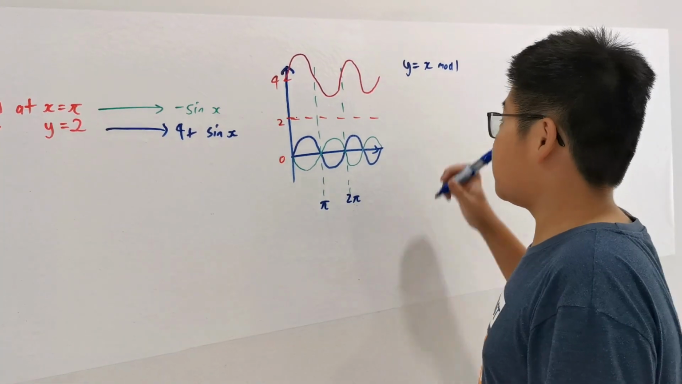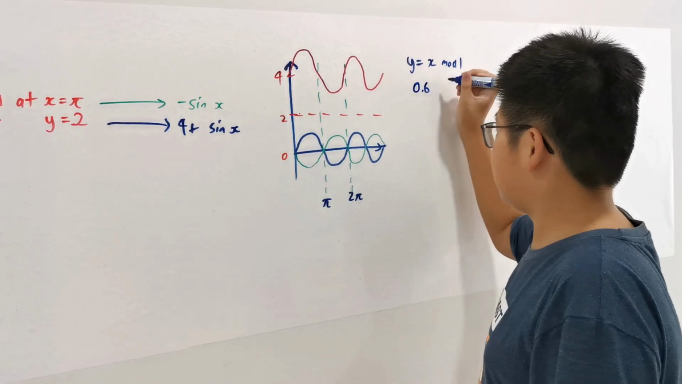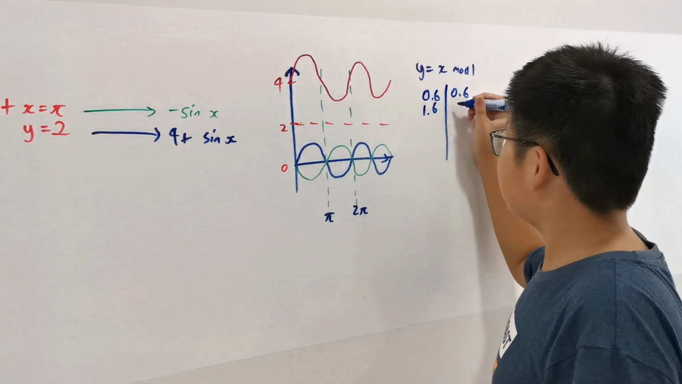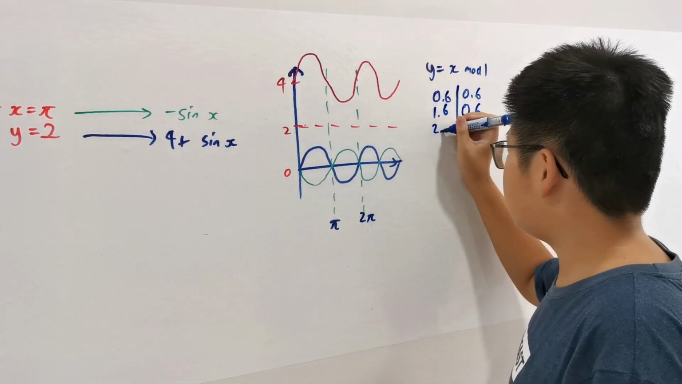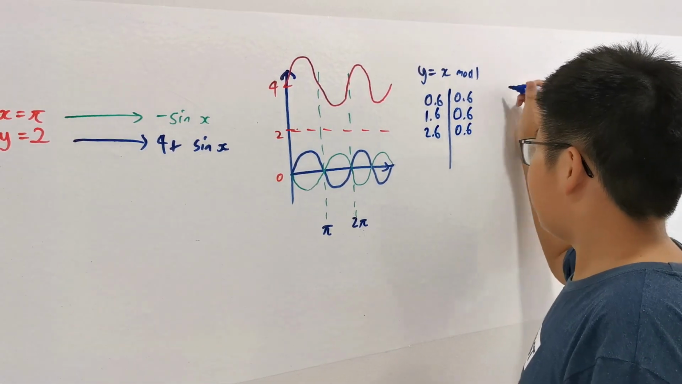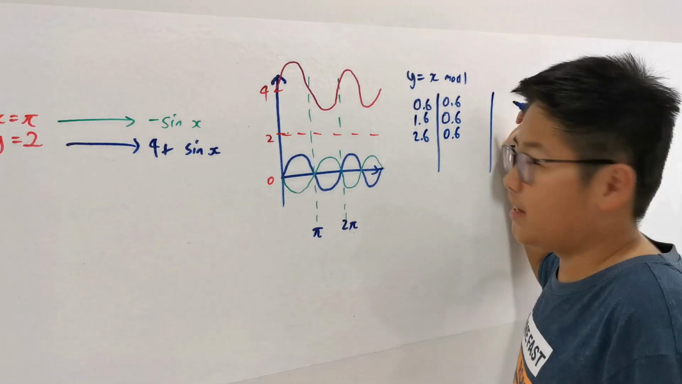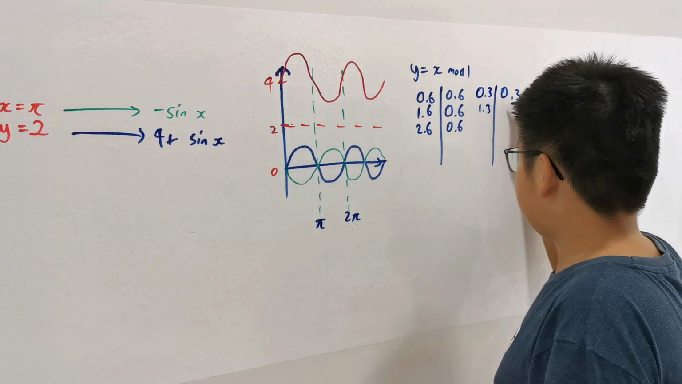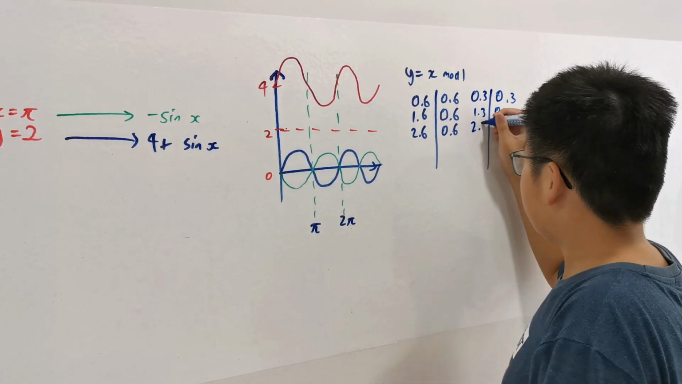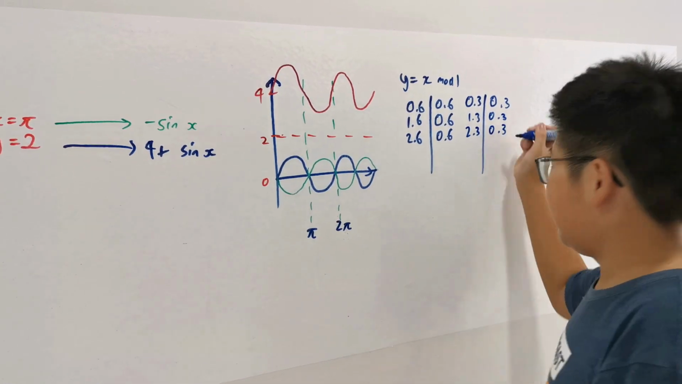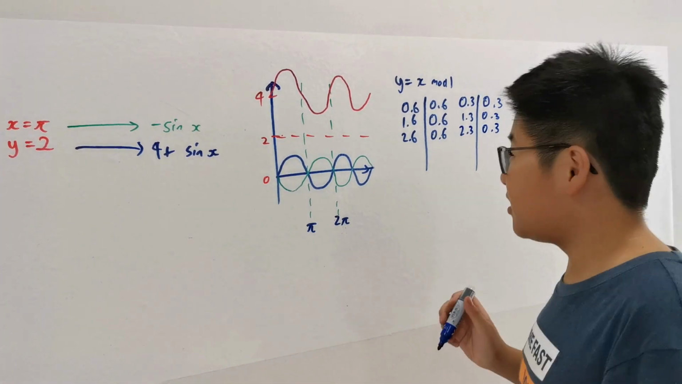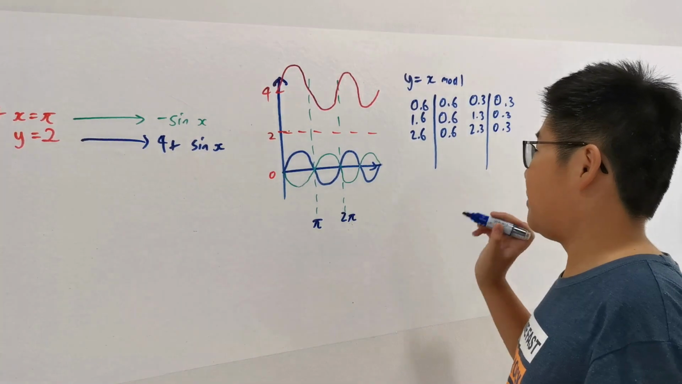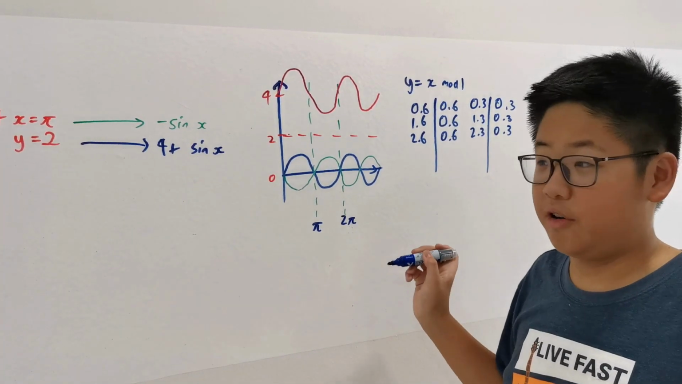What does that mean? So let's say we pick 0.6, then y will be 0.6. But if 1.6, then the answer is 0.6. 2.6, 0.6. It works. Let's try another set of values. 0.3, 0.3, 1.3, 0.3, 2.3, 0.3. This is periodic with length 1, meaning that it repeats after an x value of 1.